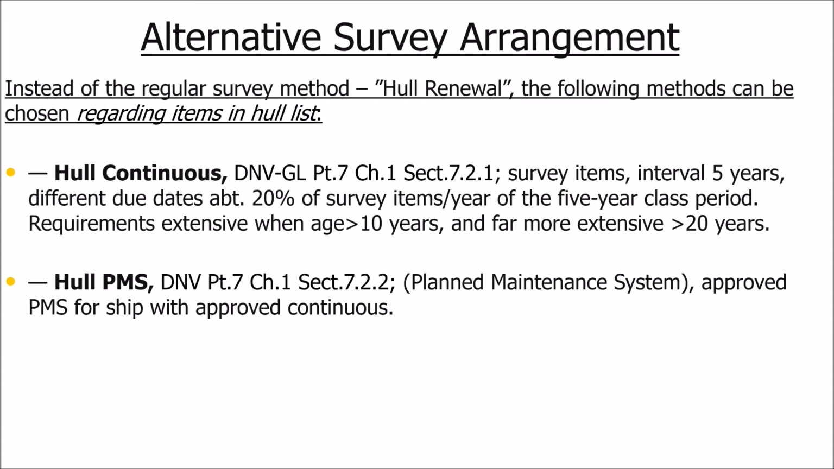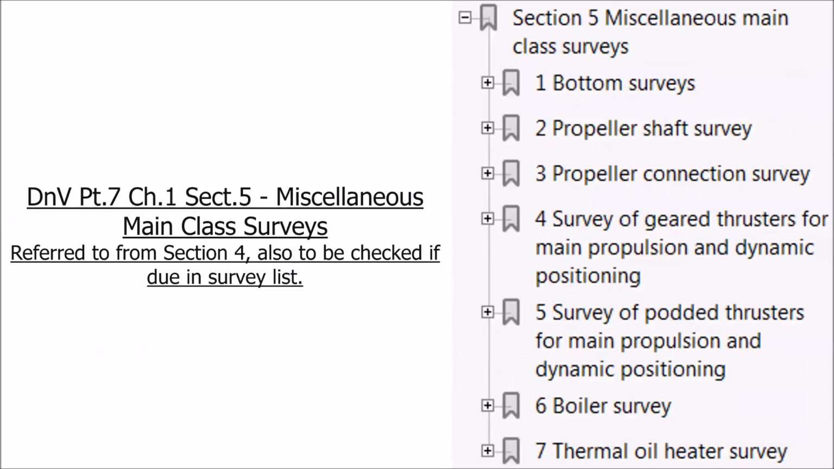We go now into section 5 about miscellaneous main class surveys. That includes the certificates about bottom survey, propeller shaft survey, and that also includes the tail monitoring, propeller connection survey. There should be a certain percentage connection between the propeller shaft and the propeller. I think it's 70% something. How they measure that, I don't actually know. I've been there when they've done it, but I can't describe it.